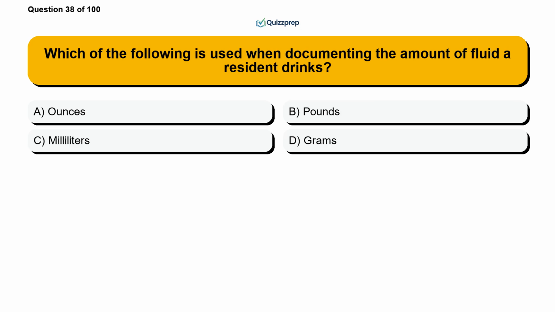Question 38. Which of the following is used when documenting the amount of fluid a resident drinks? Option A, ounces. Option B, pounds. Option C, milliliters. Option D, grams. The correct answer is option C, milliliters.